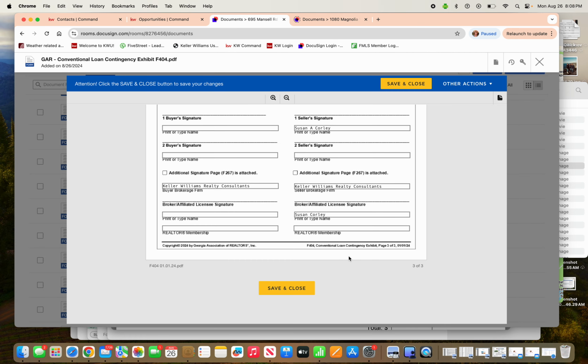And then, as usual, you're going to have the buyer sign. Eventually, the sellers will sign too once the contract is agreed upon and binding.